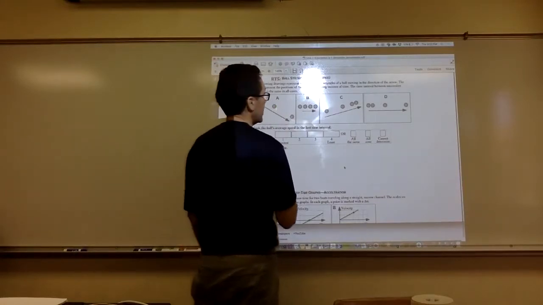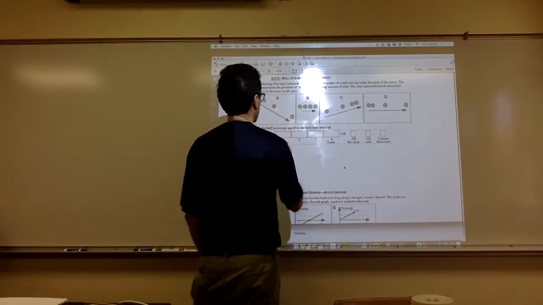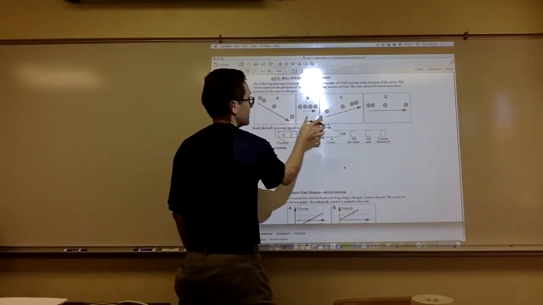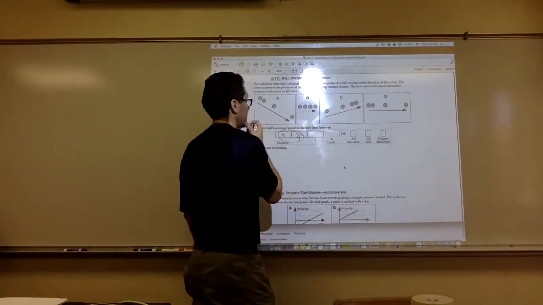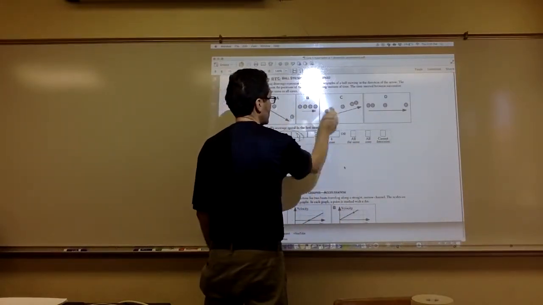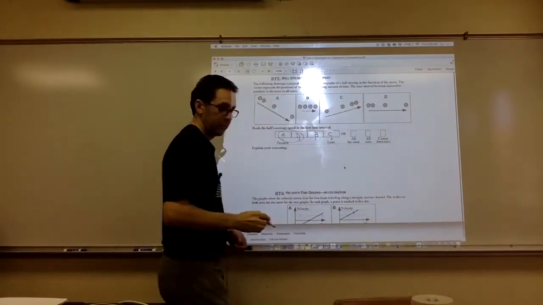So it looks like A and D are first. And they look equal. This distance looks about the same as that to me, at least. And then it looks like B comes next. There's more space in here than in C.